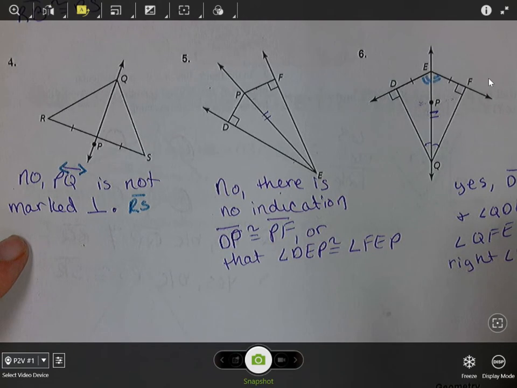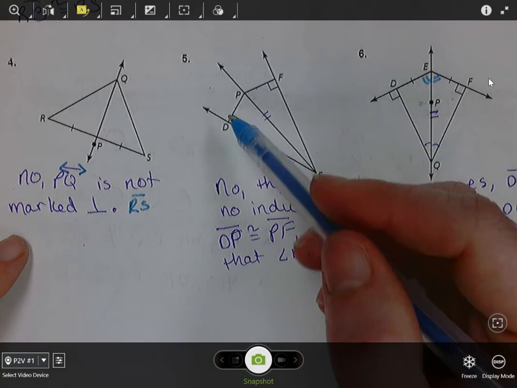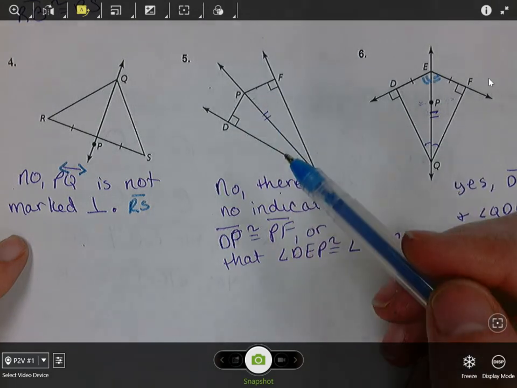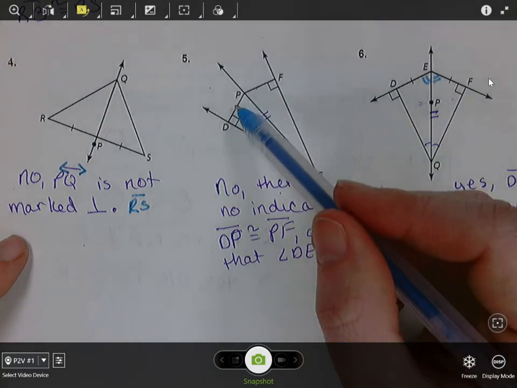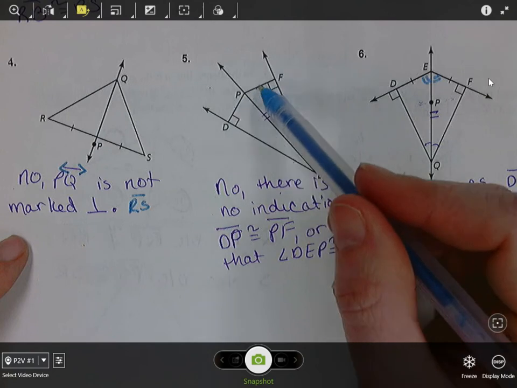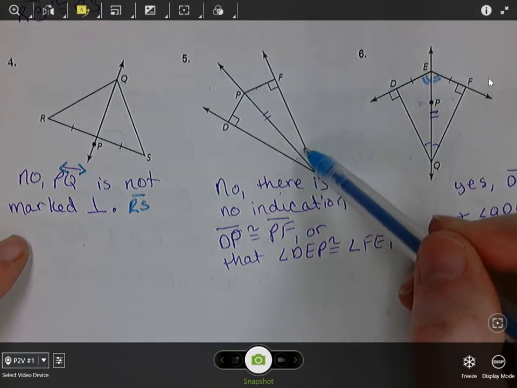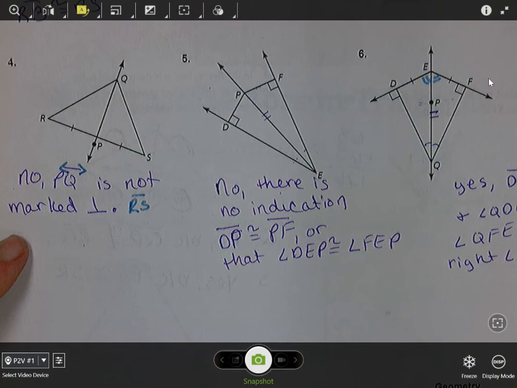Number five would be no because there's no indication that DP and PF are congruent. So I would either need to have these two sides marked congruent, or I would need these two angles marked. And since neither of them are marked, I cannot say that it's an angle bisector.